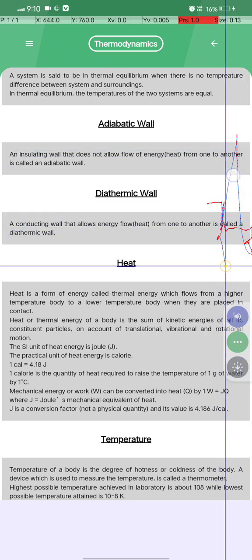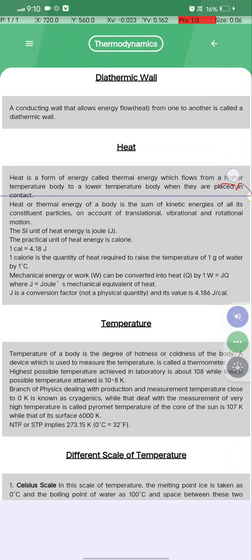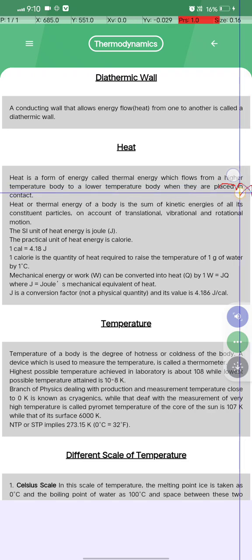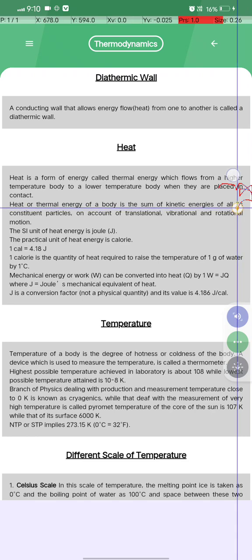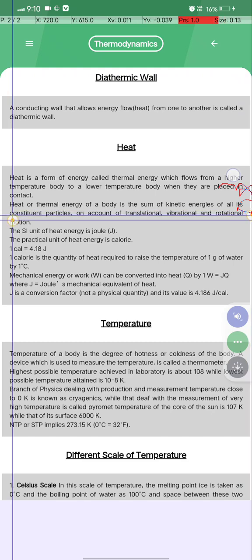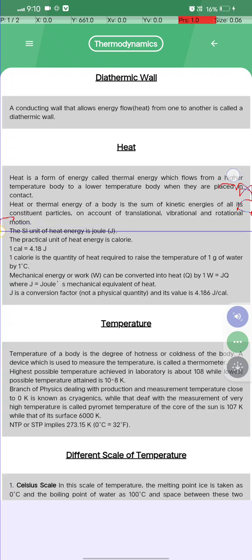ओके. अब देखो इसका हीट क्या होता है. Heat is a form of energy called thermal energy, which flows from the higher temperature body to the lower temperature body when they are placed in contact. Heat or thermal energy of a body is the sum of kinetic energy of all constituent particles, on account of translational, vibrational and rotational motion. The SI unit of heat energy is joule, J, and the practical unit of heat is calorie.